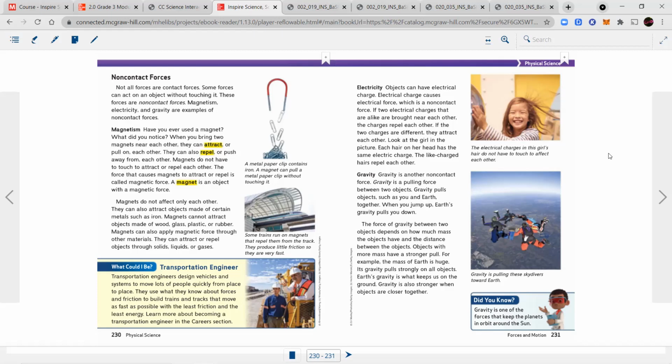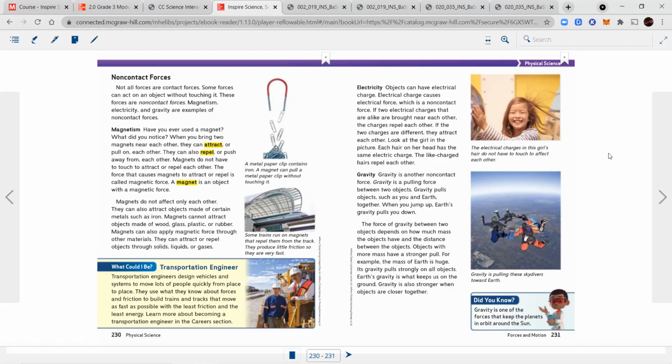So think of a magnet, how sometimes when you try and put both the north sides together or both the south sides together, they push away from each other. You can't get them to touch. That's what they mean by repel. They push away from each other. If two electrical charges that are alike are brought near each other, the charges repel each other. If the two charges are different, they attract each other.